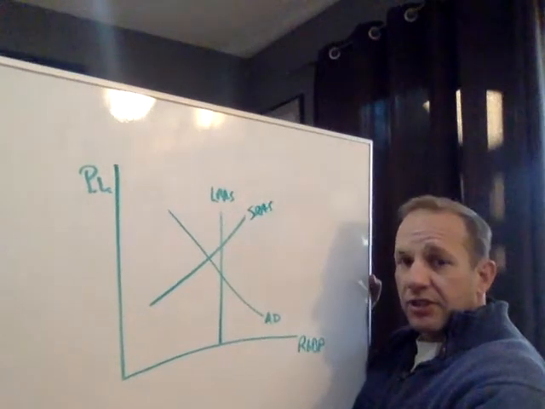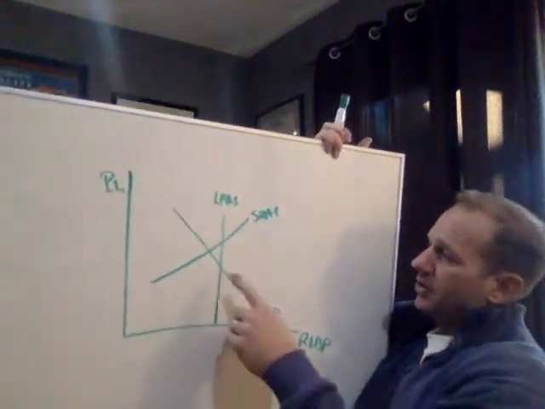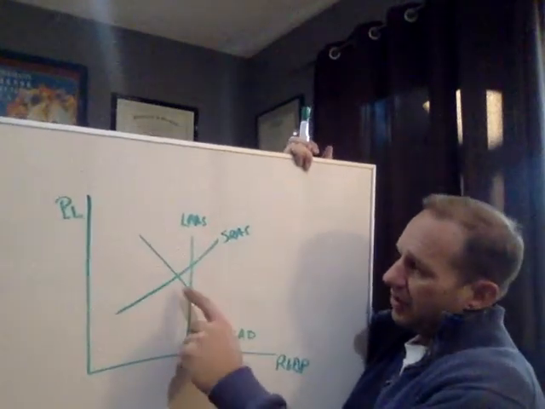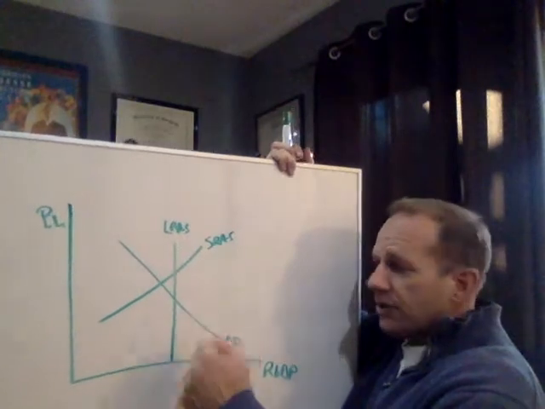Well, I've already said it's a recessionary gap. And how do I know that? Because the intersection of short-run aggregate supply and aggregate demand are left of the potential output of the economy. So this is a recessionary gap, and what's happening is our GDP is down from what it could be, given the potential of the economy, illustrated by long-run aggregate supply.